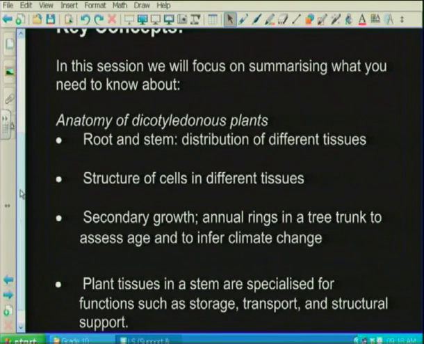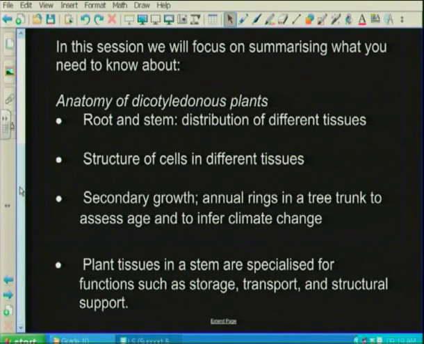This will include the root and stem system, how the cells and the different tissues are distributed. Then the structures of these different cells in the different tissues, because as you know, each different structure of the plant will have a different function, and their cells are adapted to help them with this function.